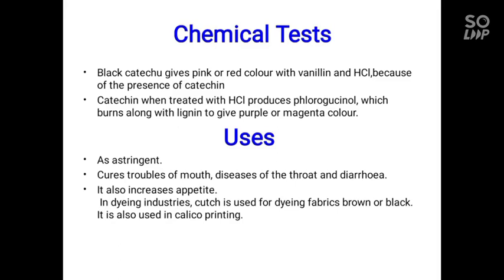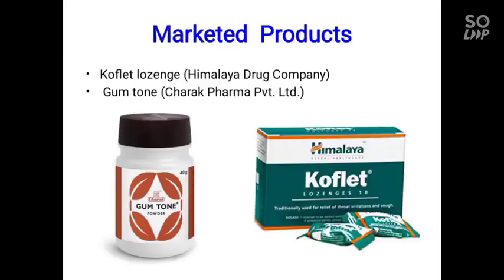Black catechu is used as an astringent, also cures troubles of the mouth, diseases of the throat and diarrhea. It also increases the appetite. Black catechu is used in the dyeing industry. Kach is used for dyeing fabric brown or black. It is also used in calico printing.